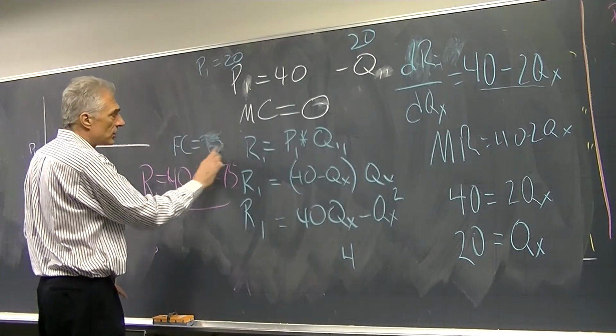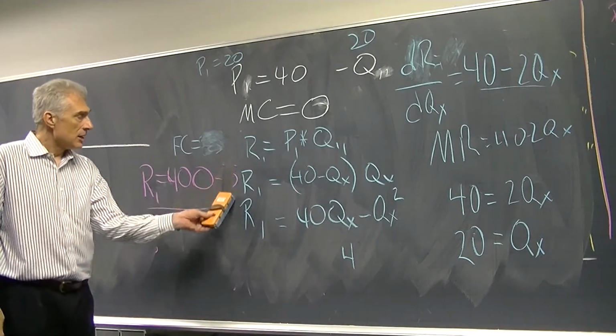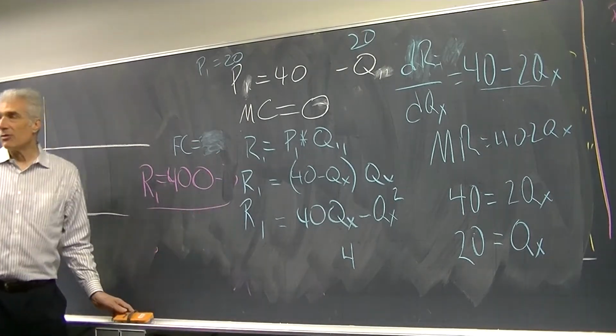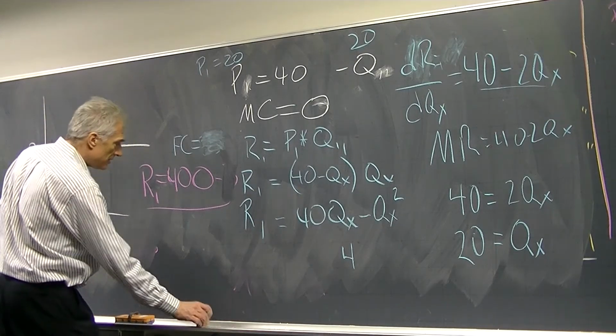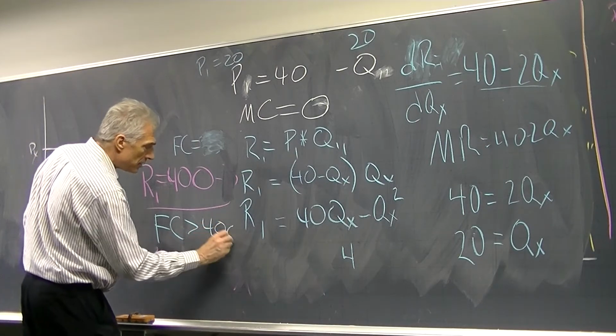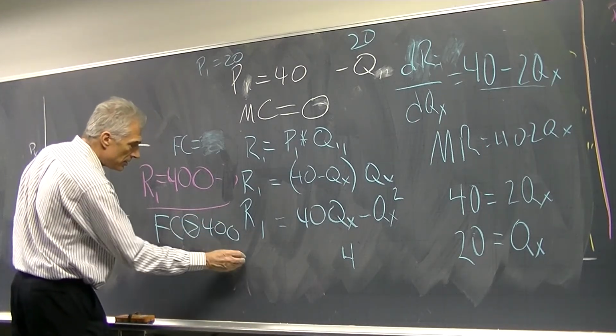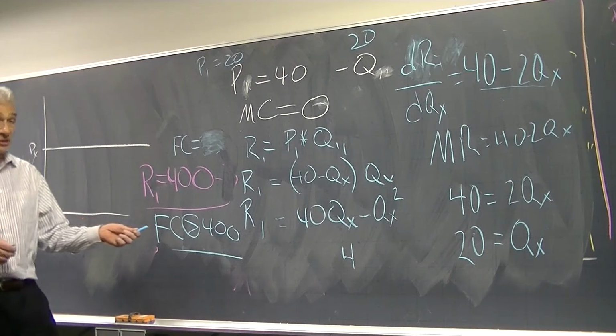So what kind of fixed cost would it have to be? Well, you just look at it and see. It's got to be greater than 400. If the fixed cost is greater than 400, the firm doesn't enter the market. That's it. That's the answer. The fixed cost has to be greater than 400.